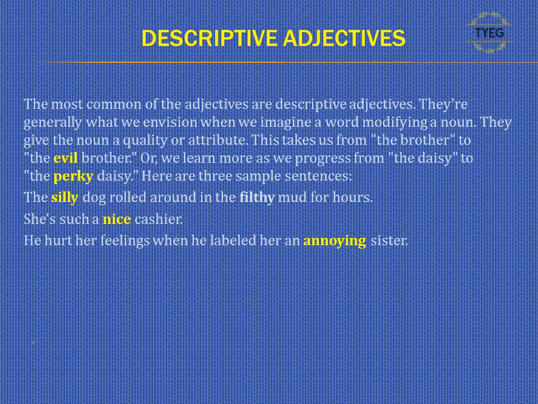Descriptive adjectives. The most common of the adjectives are descriptive adjectives. They're generally what we envision when we imagine a word modifying a noun. They give the noun a quality or attribute. This takes us from the brother to the evil brother. Or, we learn more as we progress from the daisy to the perky daisy. Here are 3 sample sentences. The silly dog rolled around in the filthy mud for hours. She's such a nice cashier. He hurt her feelings when he labeled her an annoying sister.